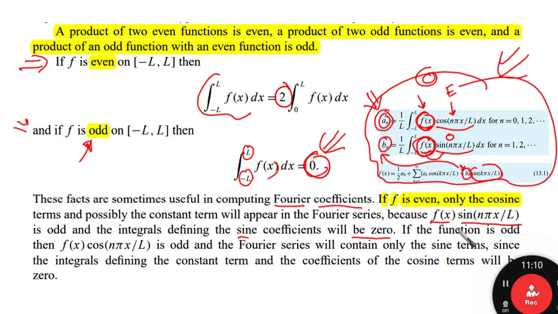If the function is odd, then f of x cosine n pi x over L, which is here, is odd, and the Fourier series will contain only the sine terms. This means that this coefficient is going to vanish, and based on this, this term is going to vanish, and we are going to have the sine terms only in the Fourier series. Since the integrals defining the constant term and the coefficients of the cosine terms will be 0, and this is very true. Now this is the understanding and the benefit of knowing the odd and even functions.